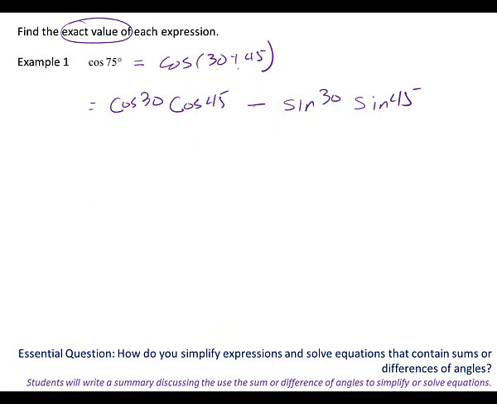I know what those are. I can evaluate those using the unit circle. You have the book out in front of you, and it has the unit circle there, so you can look it up. So what is the cosine of 30? Everybody can be looking, not just Ivan. Square root of 3 over 2. Good. What's the cosine of 45? Yeah, square root of 2 over 2.